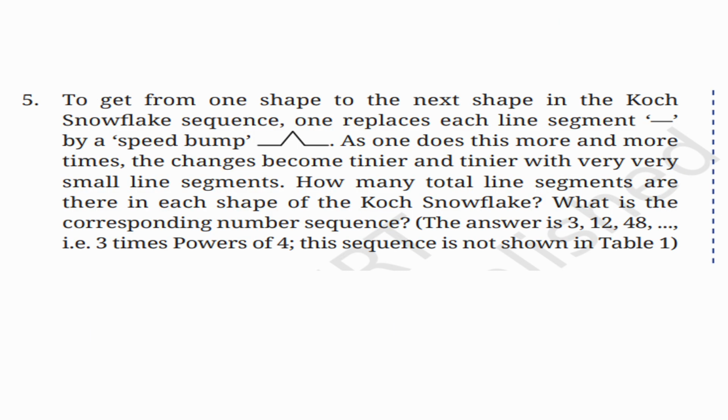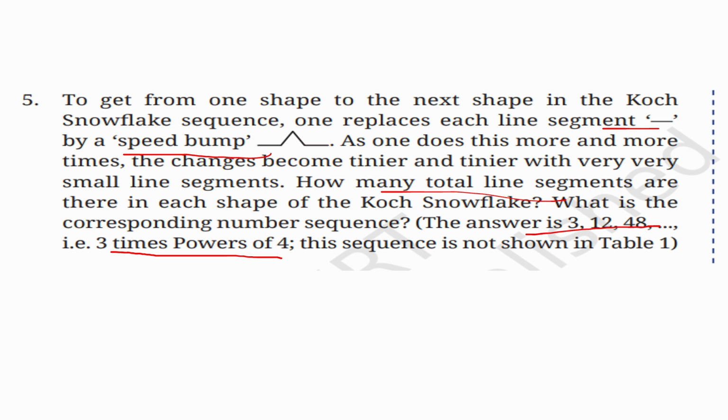Next one. To get from one shape to the next shape in the Koch snowflake sequence, one replaces each line segment by a speed bump. As one does this more and more times, the changes become tinier and tinier with very small line segments. How many total line segments are there in each shape of the Koch snowflake? What is the corresponding number sequence? The answer is 3, 12, 48. That is 3 times power of 4.